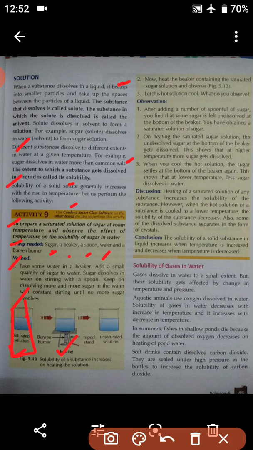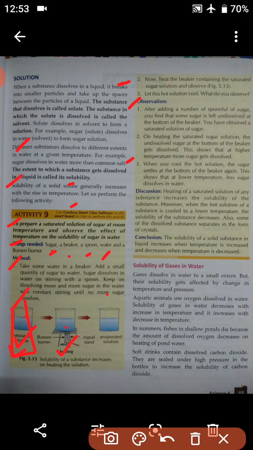Okay, let this hot solution cool. What do you observe? So this hot solution, you have to let it cool for some time, and what do you observe? So the observation is, after adding a spoonful of sugar, you find that some sugar is left undissolved at the bottom of the beaker. So yes, we have found that some amount of sugar is left undissolved at the bottom of the beaker. You have obtained a saturated solution of sugar.